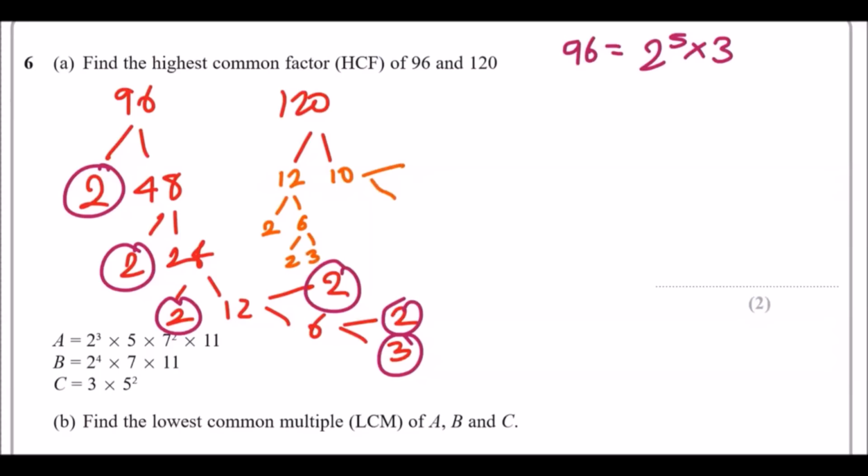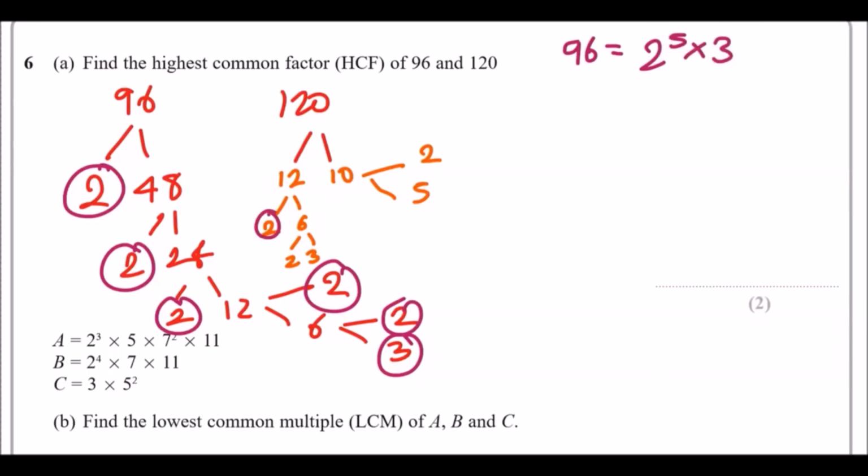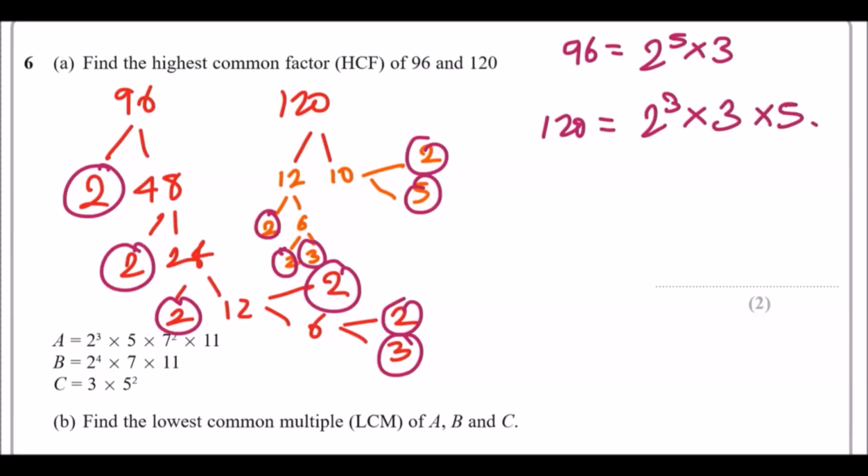10 is the same, or different. It'll be 2 and 5. And then circling, the last legs are going to be 2, 2, 3, 2, 5. So we can see that 120 is the same as, how many 2's do we have? 1, 2, 3. So 2 to the power 3 times a single 3 times a single 5.